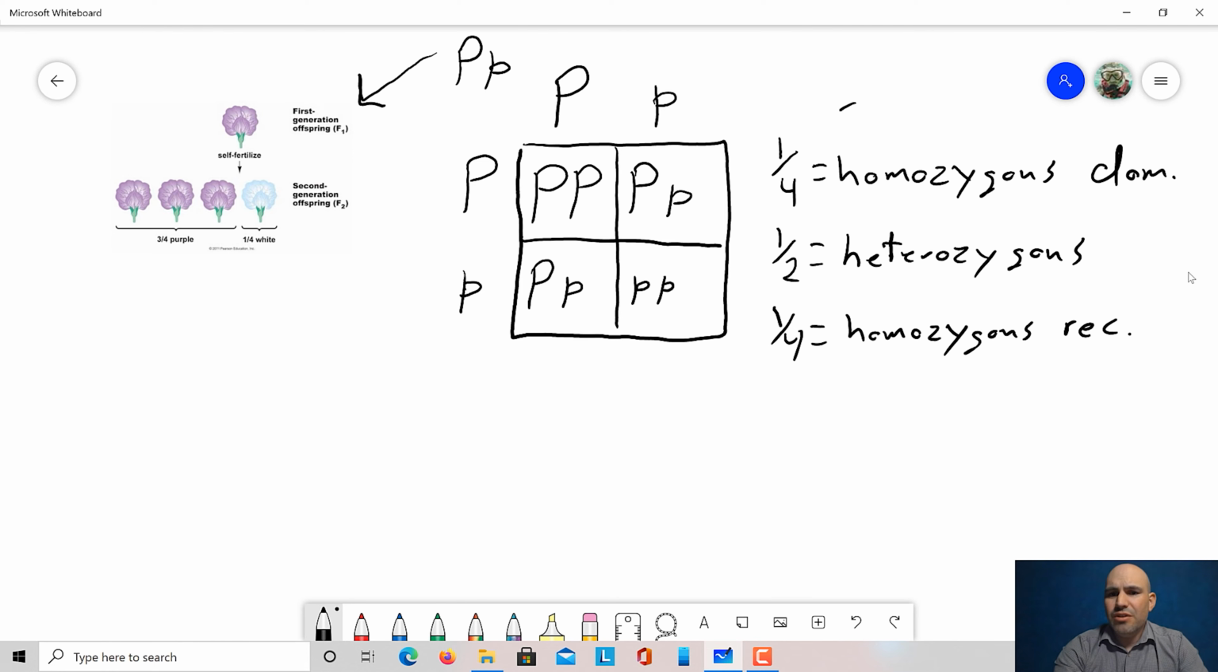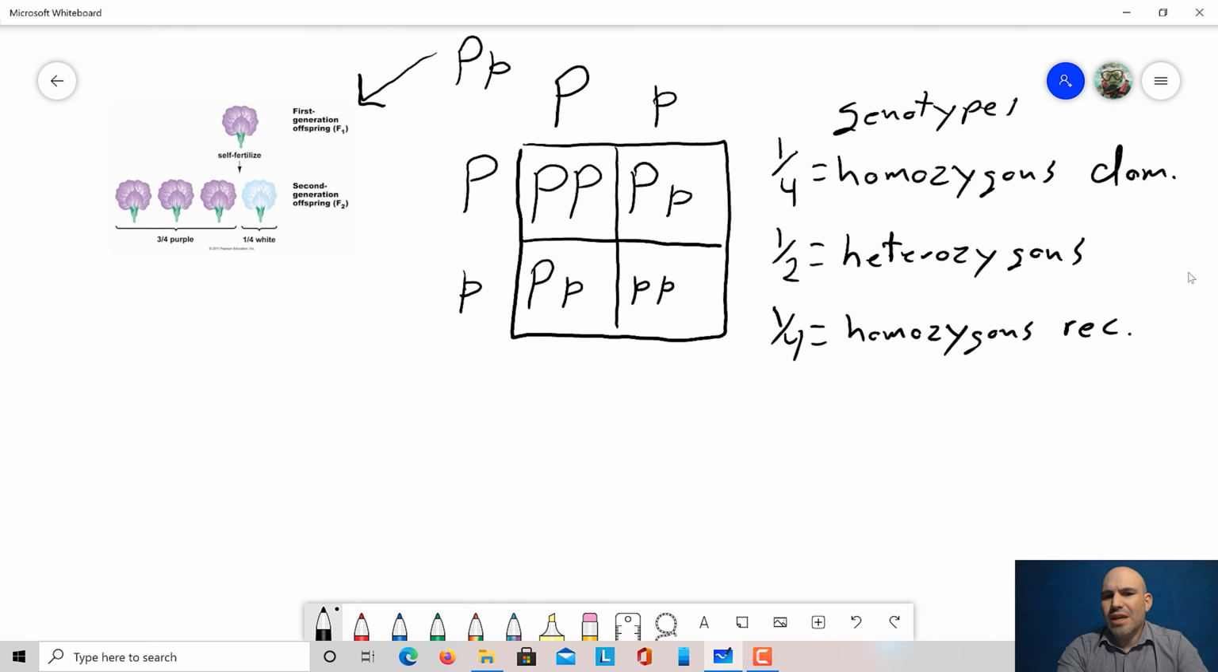So this is called their genotypes. Your genotypes are the genes that you inherit. But the phenotypes, think of geno as genes, pheno as physical. The phenotypes are what you look like. So let's look at what these plants would look like.